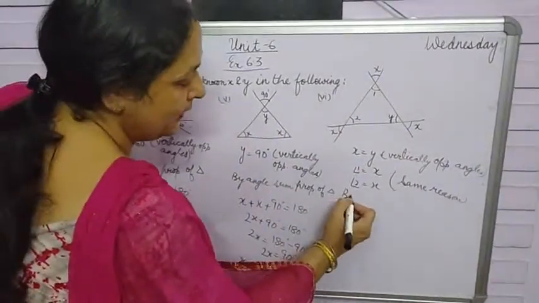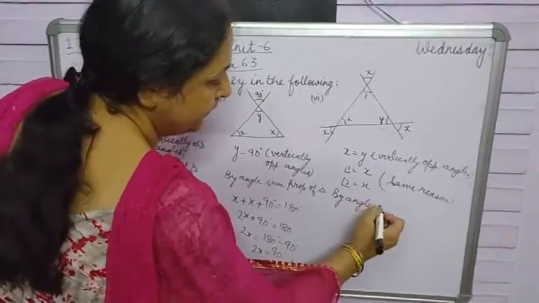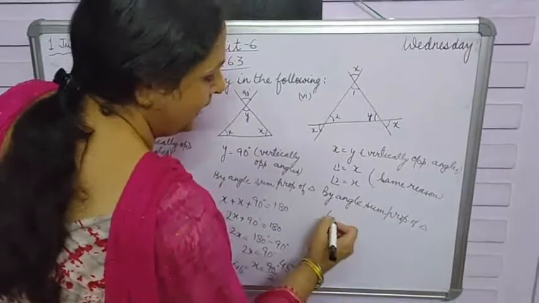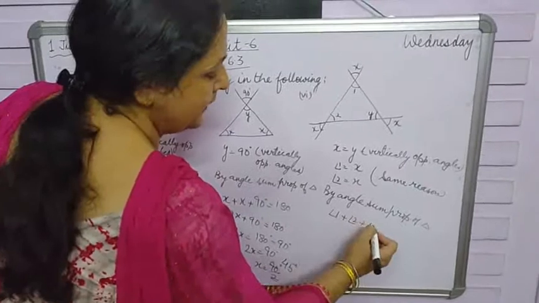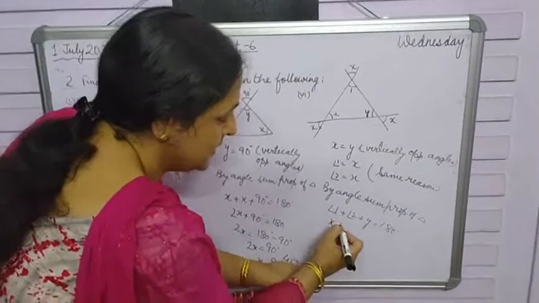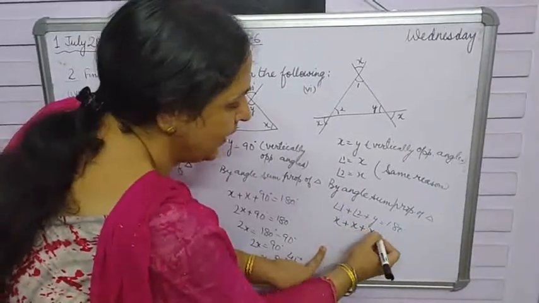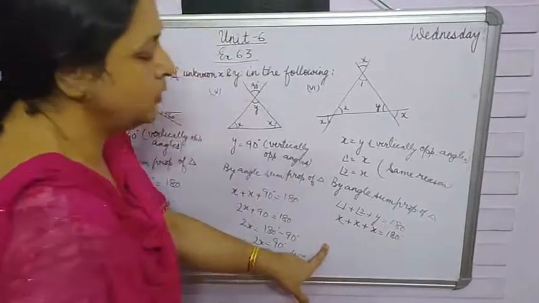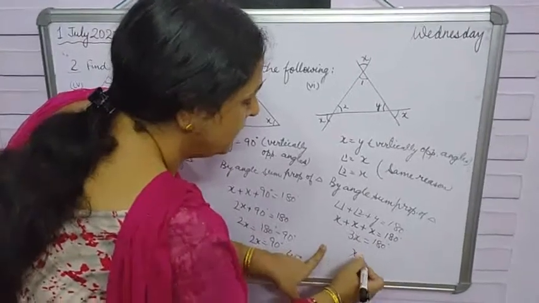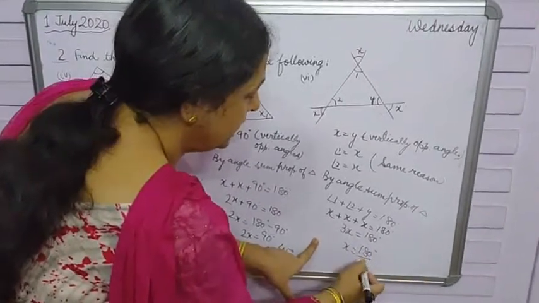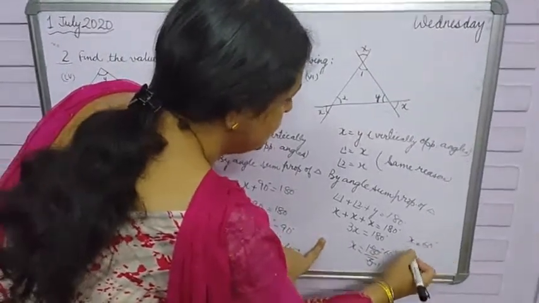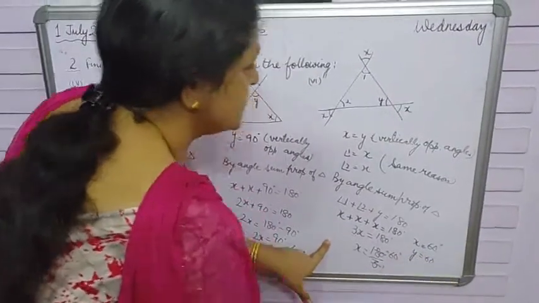So if I apply the angle sum property of a triangle in this triangle, angle 1 plus angle 2 plus angle y is equal to 180. Now instead of 1, x, instead of 2, x, and instead of y also x, because all of them are equal to x. So now x plus x plus x is equal to 3x. Now from here x is equal to 180 divided by 3, that means 60 degrees. So x is equal to 60 degrees and y is also equal to 60 degrees.